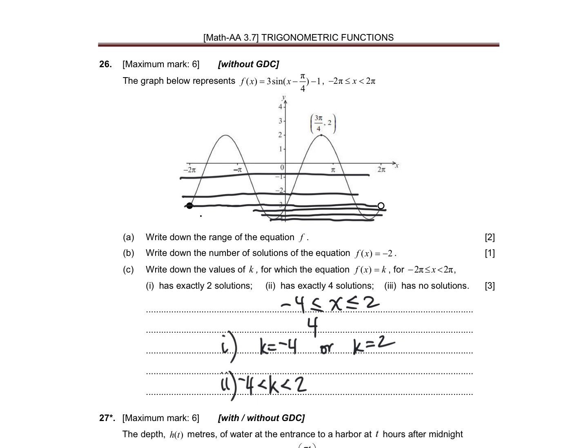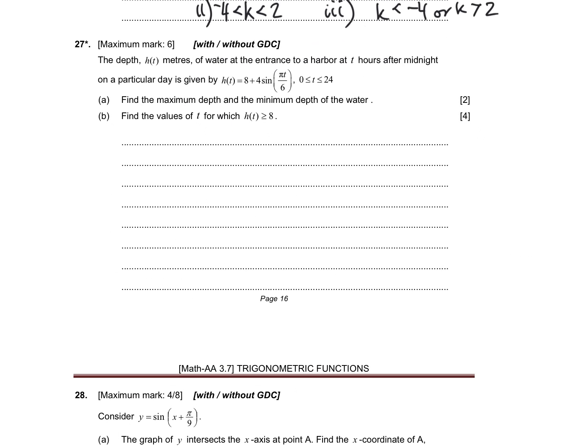Okay, and then has no solution. So this is outside. So k less than -4 or k greater than 2. Because outside of that, it's not intersecting the function at all. All right, we've got this function for the depth of water in meters, t hours after midnight. Find the maximum depth and minimum depth of the water. So we've got the principal axis is 8 and amplitude's 4. So we go from 8 up 4, that's 12, that's the max depth, and 8 minus 4 is the min depth.